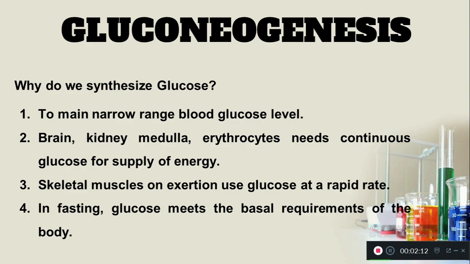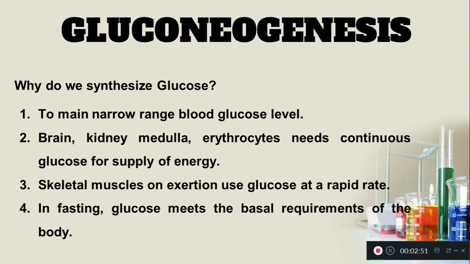Skeletal muscles, whenever it gets tired, it needs glucose for its rapid action. The skeletal muscles, particularly at the time of exercise, have less oxygen. As a result of that, the amount of glucose is utilized faster. So we get tiredness. So to overcome that, glucose need to be supplied to the skeletal muscles for its good function. At the time of fasting, glucose level will become low. So the gluconeogenesis process produces the glucose and it maintains the basal requirements of our body.